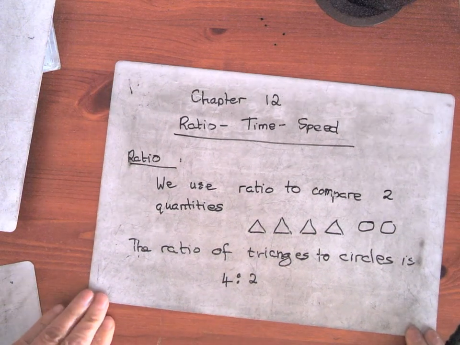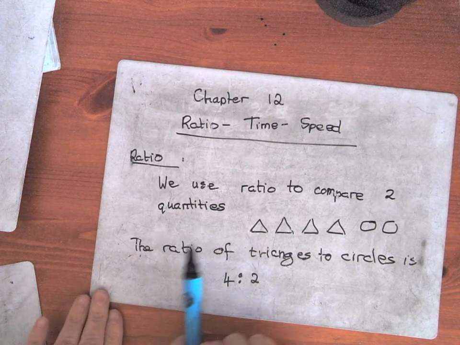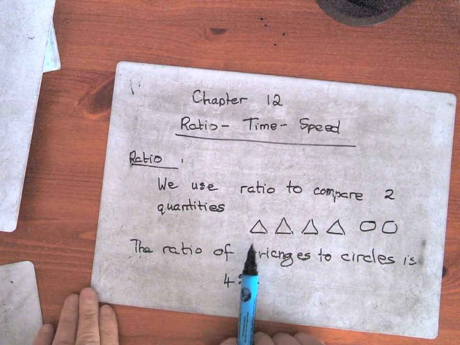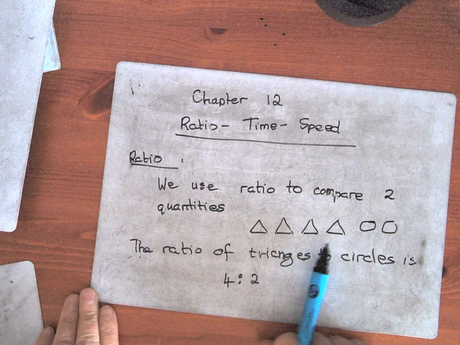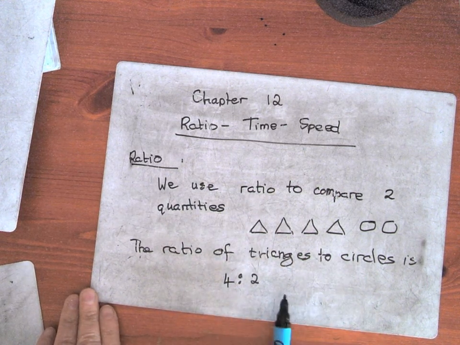Okay, today we're doing chapter 12, ratio, time and speed. Right, ratio. We use ratio to compare two quantities. So if you can see here, there's four triangles and two circles. So the ratio of triangles to circles is 4:1.